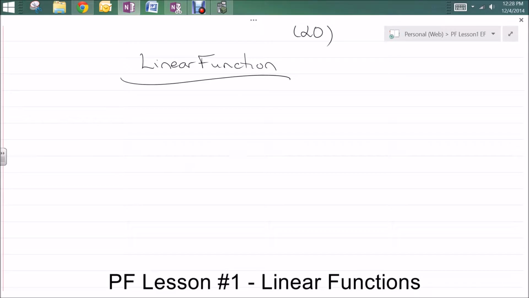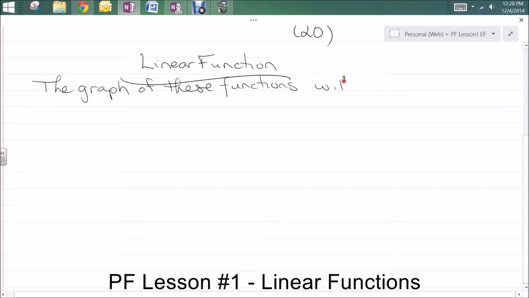The thing you should know about linear functions is the graph of these functions will be straight lines. It's a straight line at an angle, or a straight line horizontally, or in theory you could have a straight line vertically, but then it's not a function. But you have straight lines. And that's where it started with.